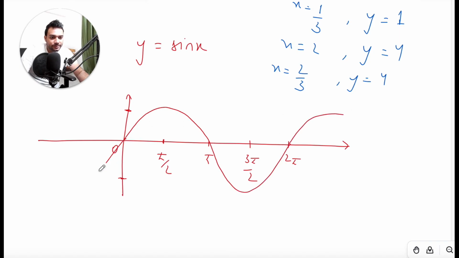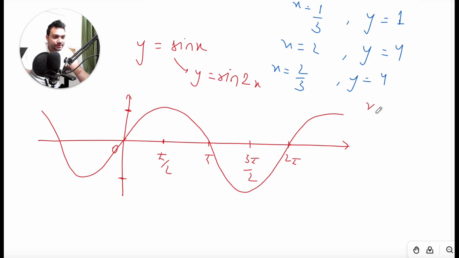It continues on both sides. Okay, the moment you do y is equal to sine x, you transform it to y is equal to sine of 3x. Now what happens, earlier, or let's say we take 2x for simplicity to show you the example. Sine of 2x, what would you do to this graph, to the existing graph?